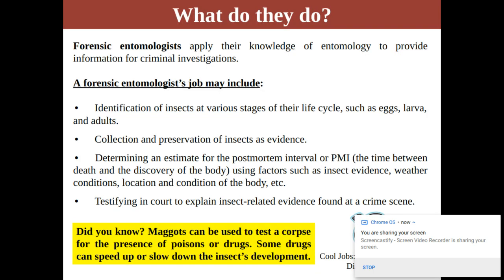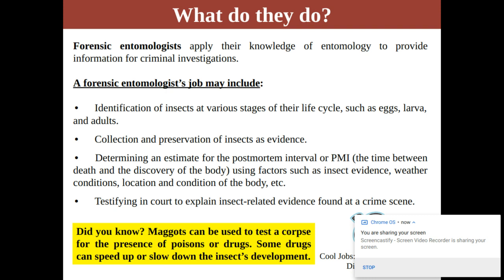So, first things first, a forensic entomologist applies their knowledge of entomology to provide information for criminal investigators. So basically, they are experts on insects and their development. Their job may include having to identify insects at various stages of their life cycle, such as eggs, larvae, and adults. You can think of larvae as baby insects. They collect and preserve insects as evidence.